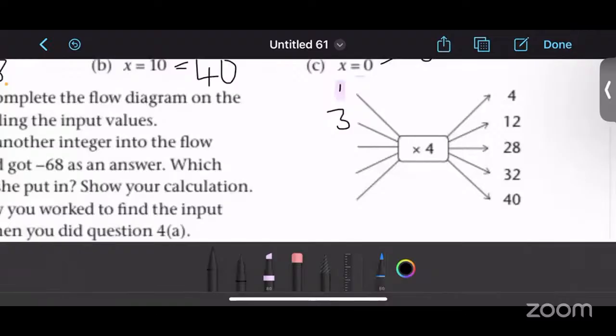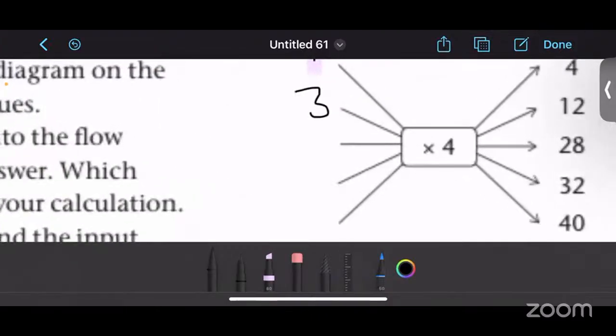Then for the third one, 28 divided by 4 equals 7.